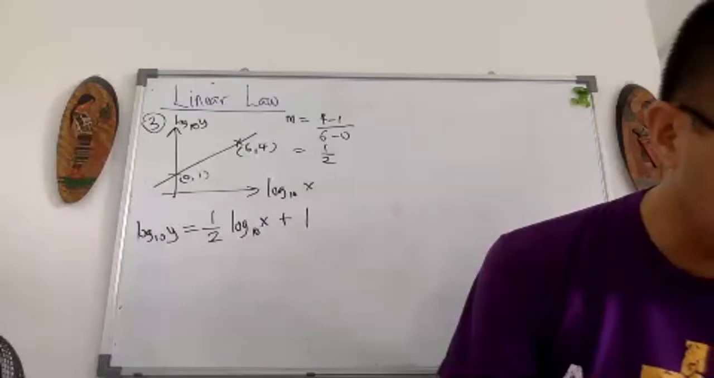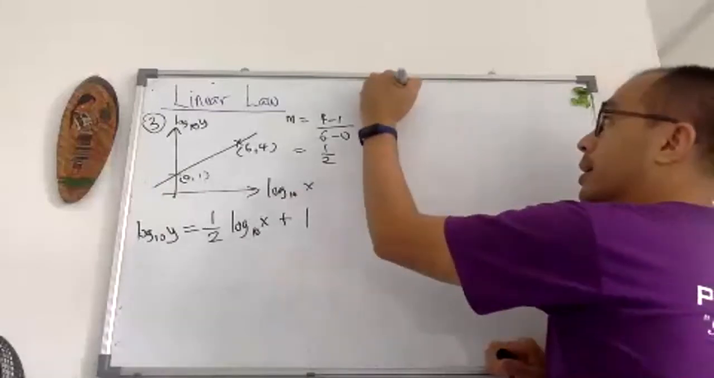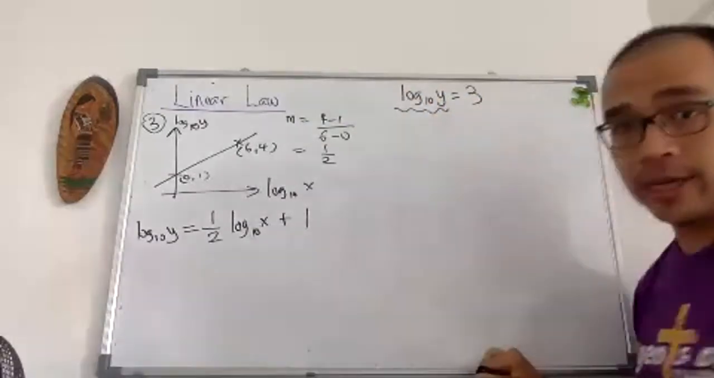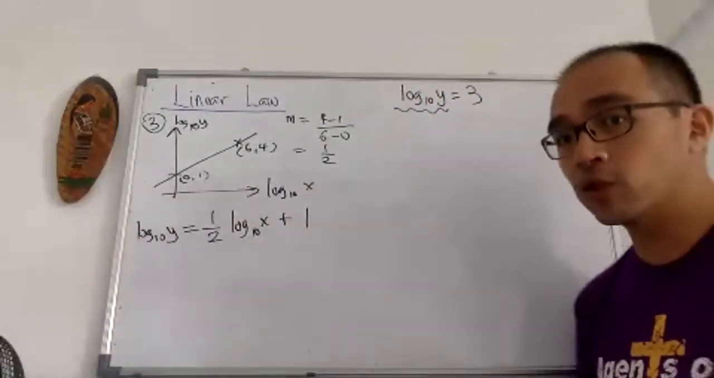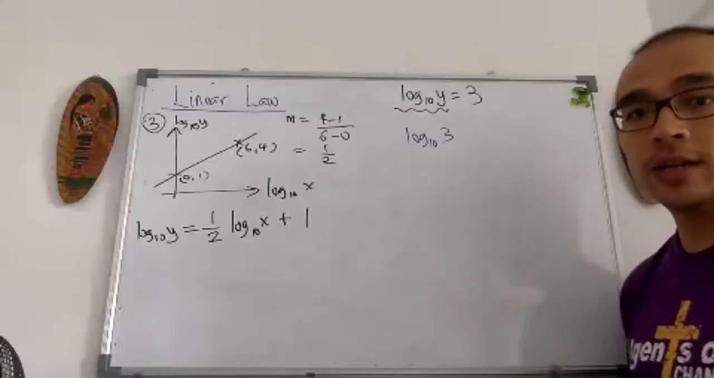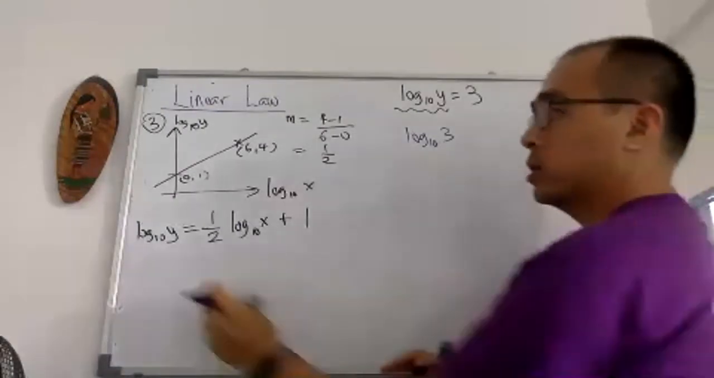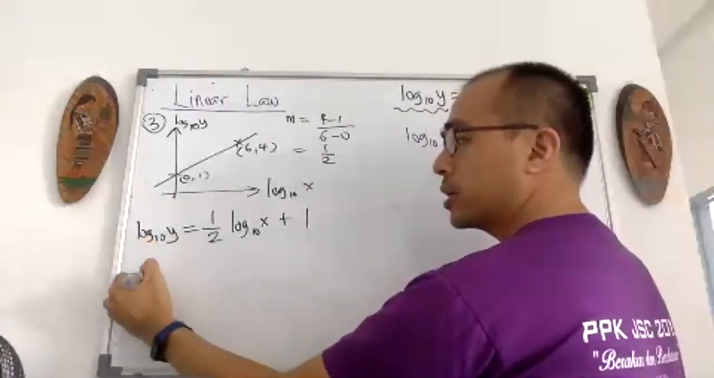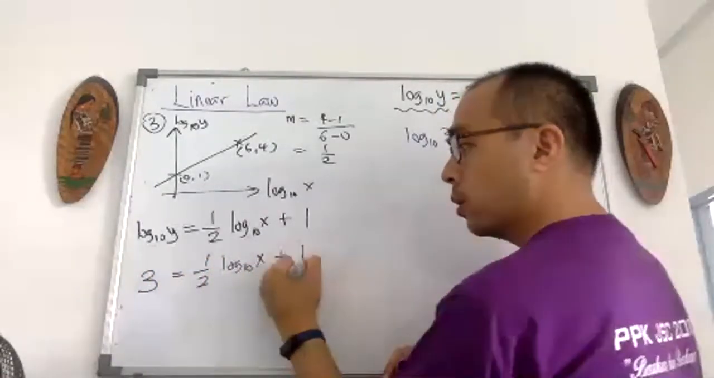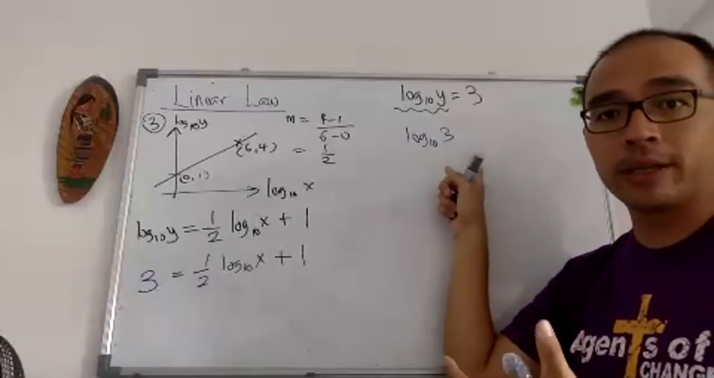Alright, so they say, find the value of x when log 10y equals 3. This is very important. Log 10y equals 3, which means the whole thing equals 3. There is a tendency for students, when they see the word 3, to write log 10 3. Hello, no, that's y. They are telling you that log 10y, the whole thing, equals 3. So when I substitute, I won't substitute log 10 3, I will substitute 3 equals half log 10x plus 1.